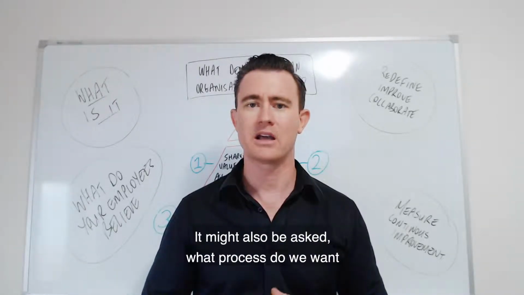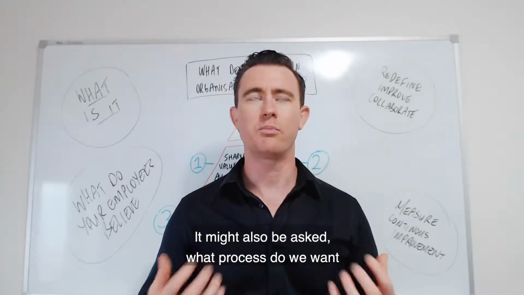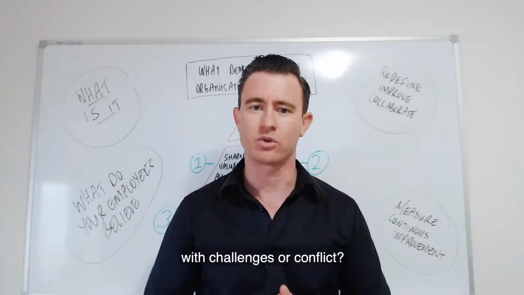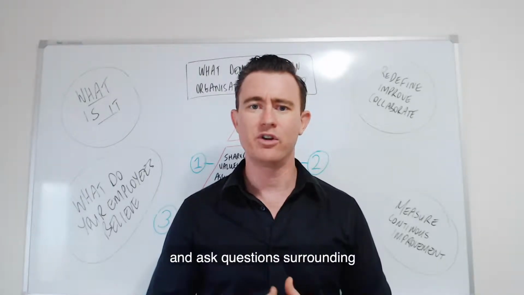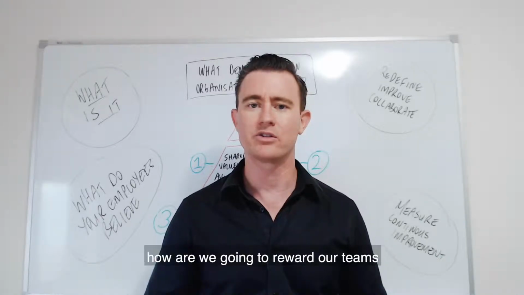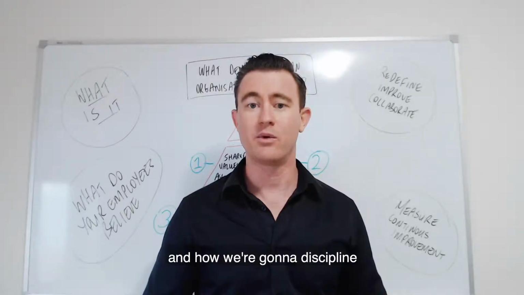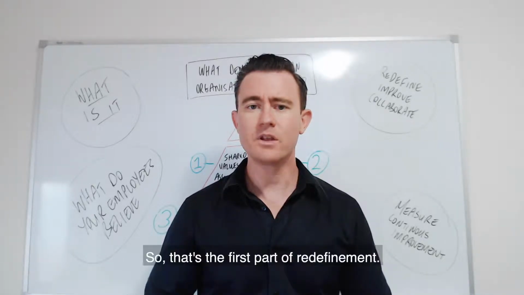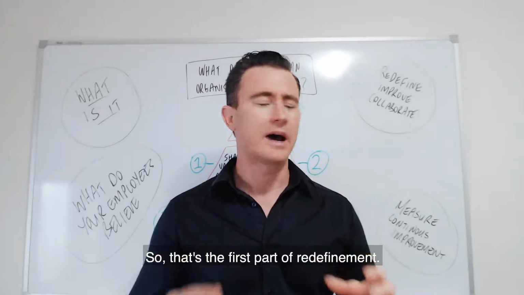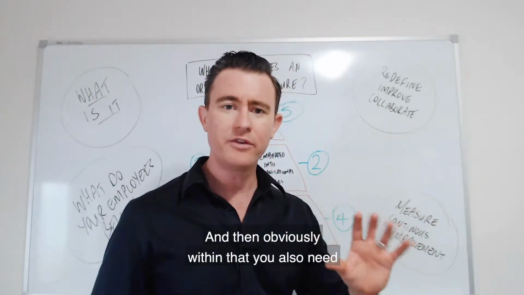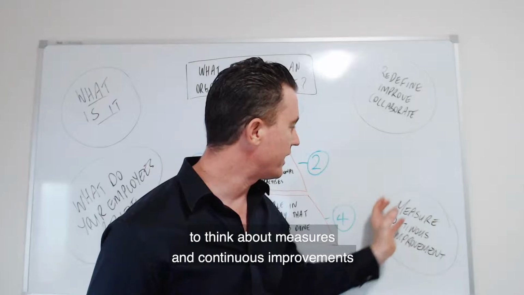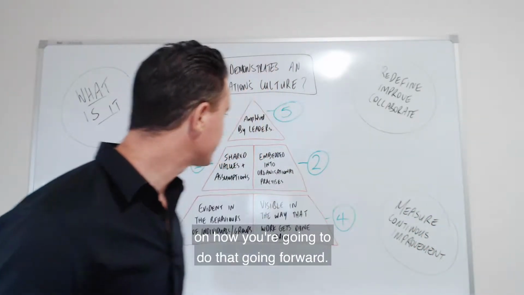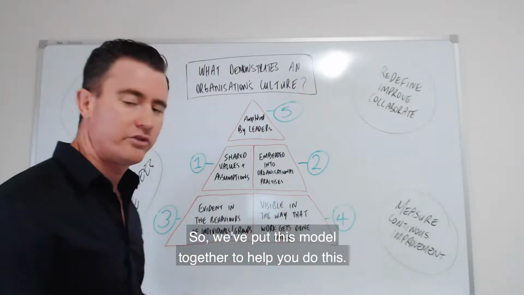It might also be asked, what process do we want our staff to follow when they're faced with challenges or conflict? You might even go a step further and ask questions surrounding how we're going to reward our teams and how we're going to discipline them if things go wrong. So that's the first part of redefinement. And then obviously within that, you also need to think about measures and continuous improvements on how you're going to do that going forward. So we've put this model together to help you do this.